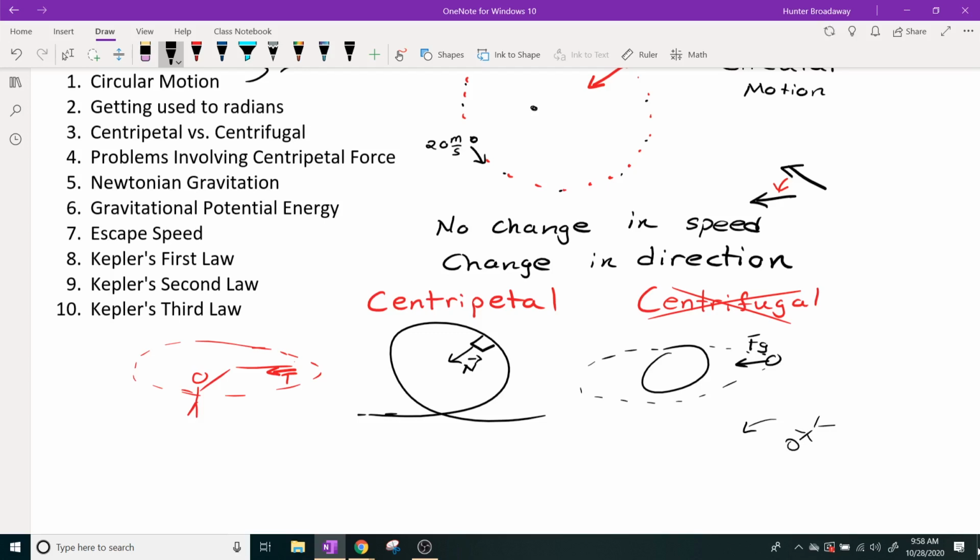Once you leave the ground itself, you no longer have any push on your body. Once you leave the ground from this position, there is no more force acting on you. All of the force that you use to go in a circle has been done at the very beginning. And at that point, an object in motion stays in motion.